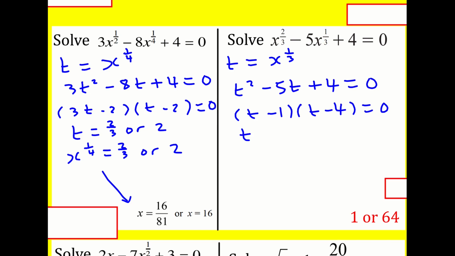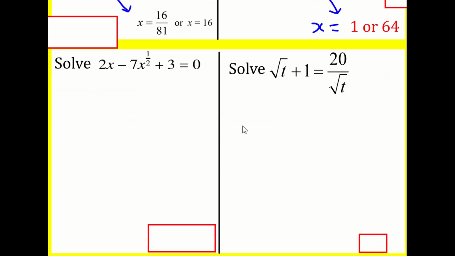Actually, if you get confident, you can just go straight to saying that it's going to be x to the third equals 1 or 4. We've got the cube roots, so we're going to cube 1 and cube 4 to give us these solutions.